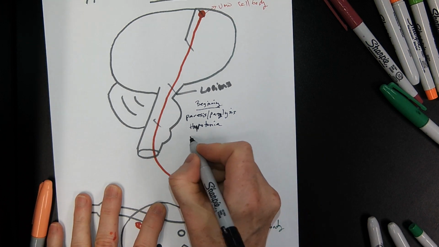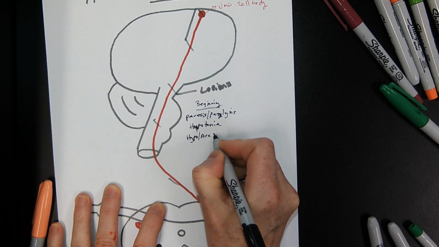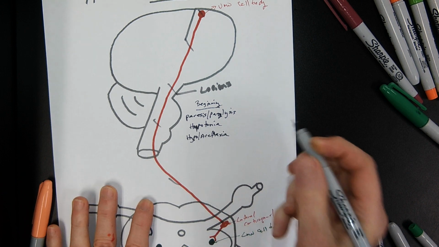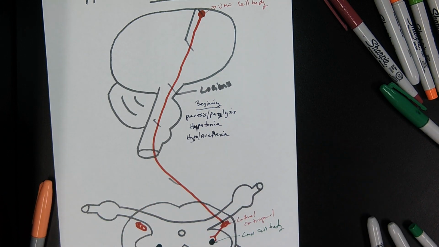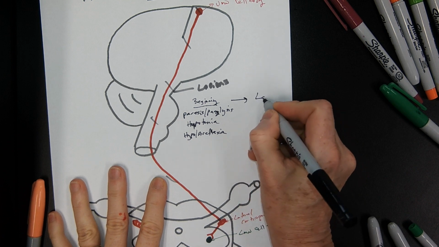You can also have hypo or areflexia. That means decreased reflexes or no reflexes at all, absence of reflexes. So, immediately after upper motor neuron injury, you get hypotonia, decreased muscle tone, you get decreased or absence of reflexes, and you also get weakness, paralysis or weakness. That may progress later.